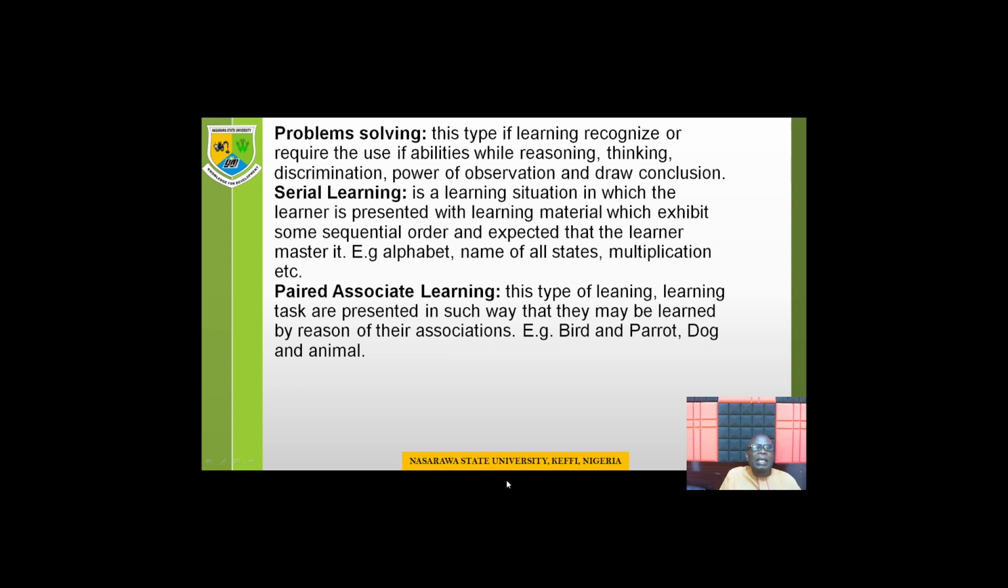Then peer associate learning. In this type of learning, tasks are presented in such a way that they may be learned by reason of their associations. E.g., when you look at bird and parrot, all of them are flying animals, and you look at the dog and animal. So dog and animal are paired, while bird and parrot are paired together. That is how peer learning occurs.